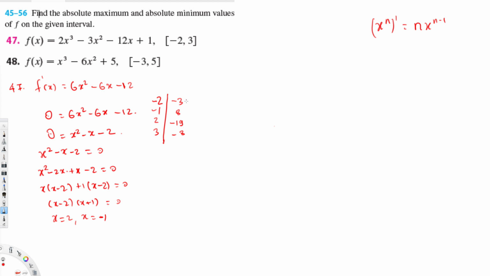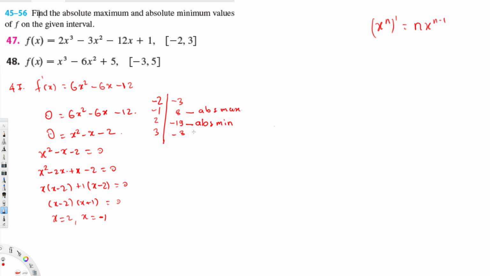Looking at all the values, you have to select the lowest value to get the absolute minimum. So if you see all the values, minus 19 is the lowest, therefore this is my absolute minimum. Then to find the absolute maximum, we have to select the highest value. In this case, 8 is the highest number, therefore this is going to be my absolute maximum.